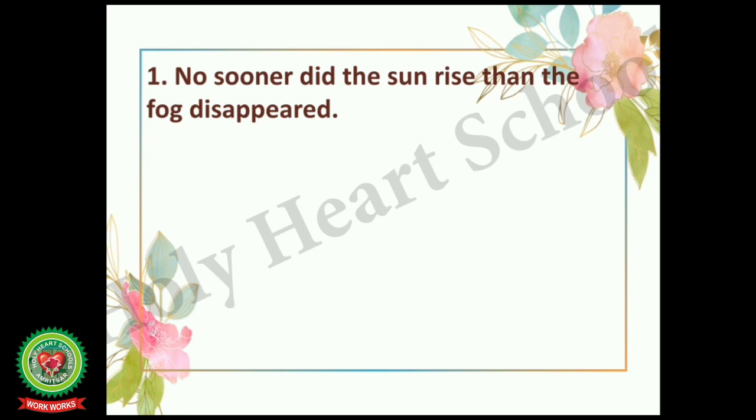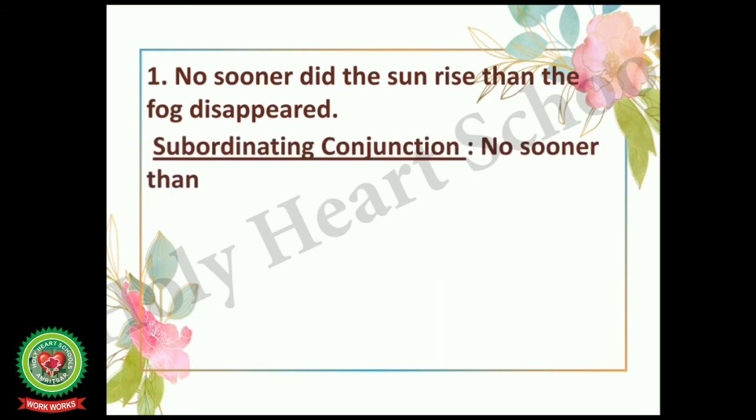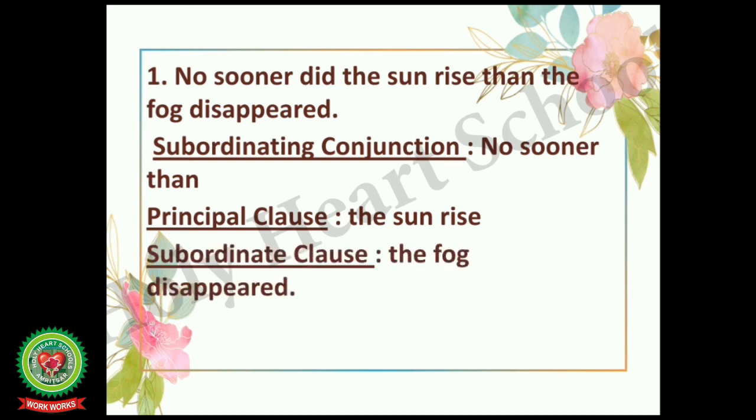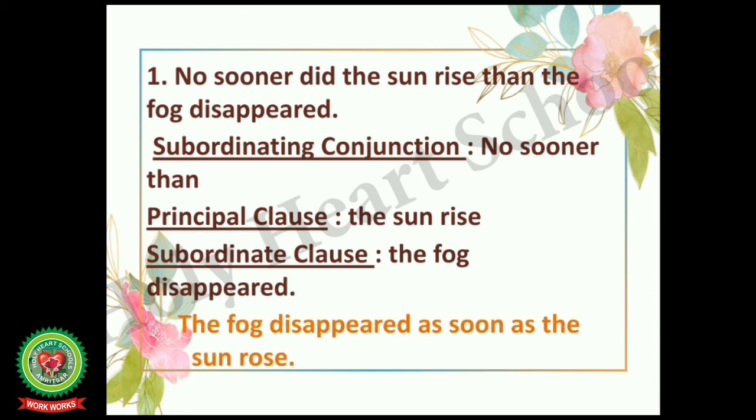Students, here in this sentence, the subordinating conjunction is no sooner than. Principal clause, the sun rose, and subordinate clause, the fog disappeared. Now we will remove no sooner than and in its place we will use as soon as and place it with the principal clause, the sun rose, and our answer will be, the fog disappeared as soon as the sun rose. Now students, let's take some more examples.